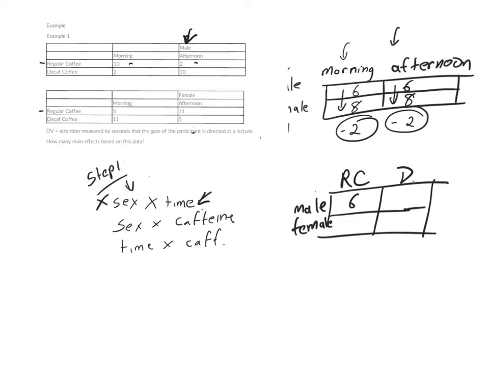And then we want regular cup and female. Here's female. Here's regular cup. 5 plus 11, divided by 2 gives us 8. Right, so you're going to get similar numbers.